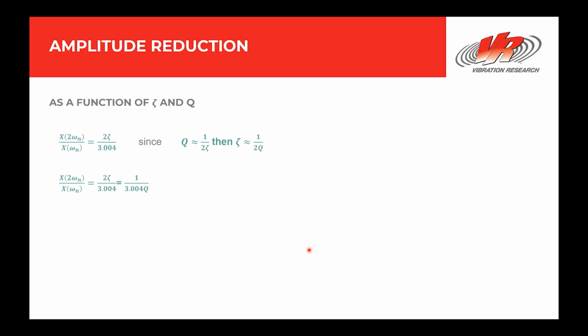So as a function of zeta and Q, since Q and zeta have an inverse equivalence, we can express that amplitude reduction factor in terms of either damping or the quality factor. So in terms of damping, it'd be 2 zeta over 3.004. And in terms of Q, that works out to just 1 over 3.004 times the quality factor.